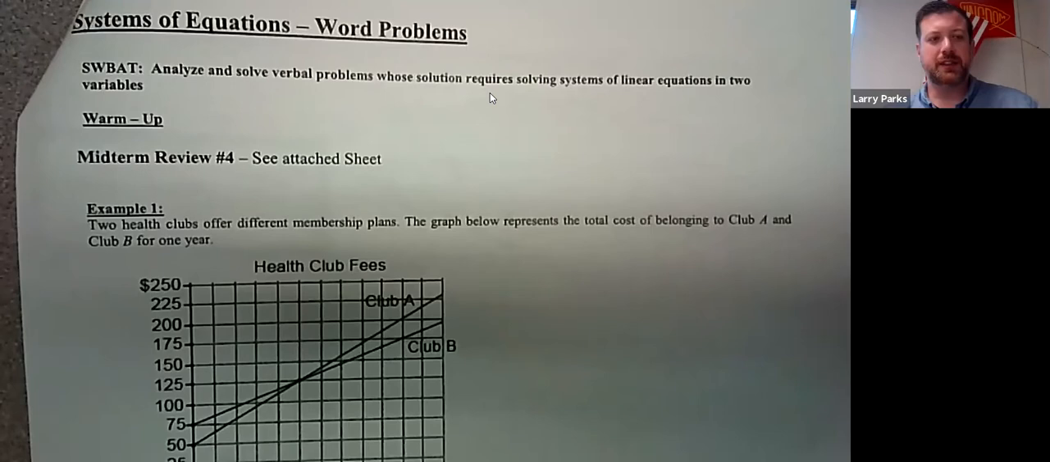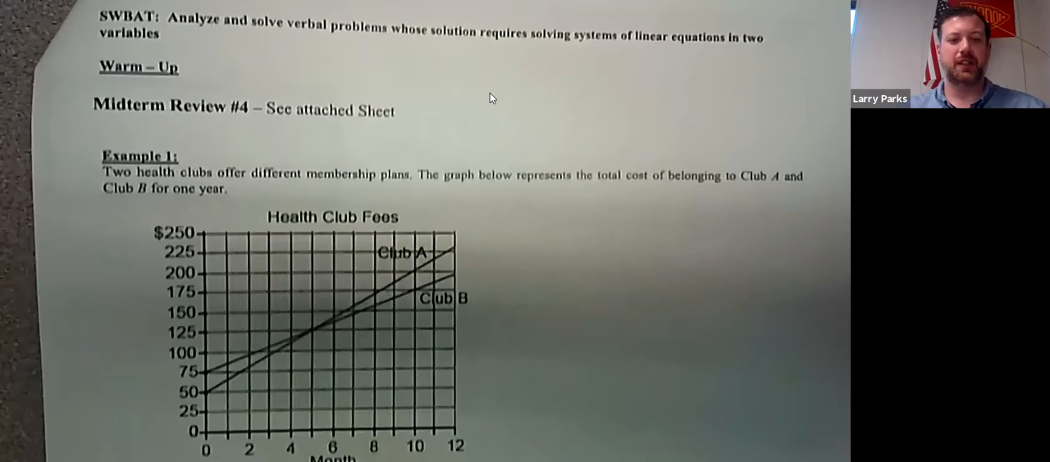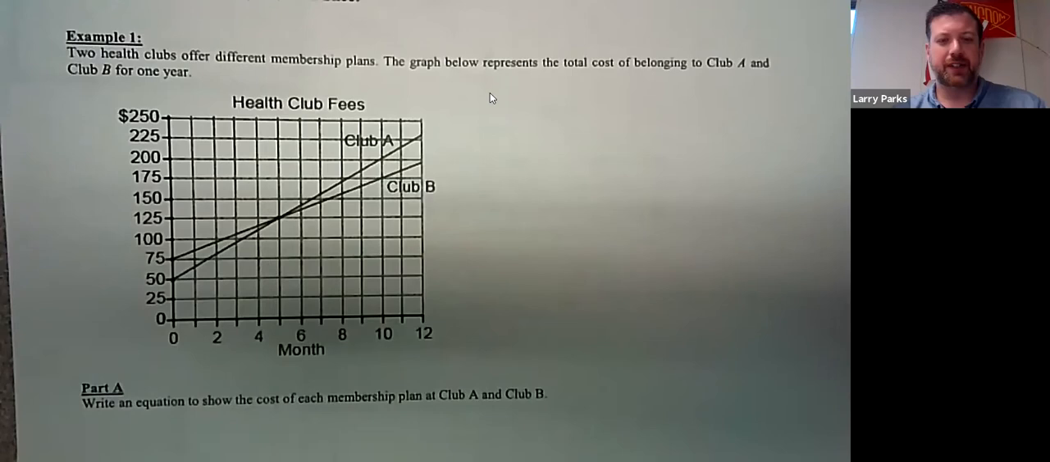And so the goal is that students will be able to analyze and solve verbal problems whose solution requires solving systems of linear equations in two variables. Let's start off with the health club. Notice these two different health clubs, we'll just call them Club A and Club B. Just like here in Independence, there are different places you can work out, and which one's better for you sometimes depends on more variables than just cost. Like I have some friends, they pick their gym based off people that they go with or maybe the programs that are there. So in a simplified problem like this, let's just assume that the clubs are the same.